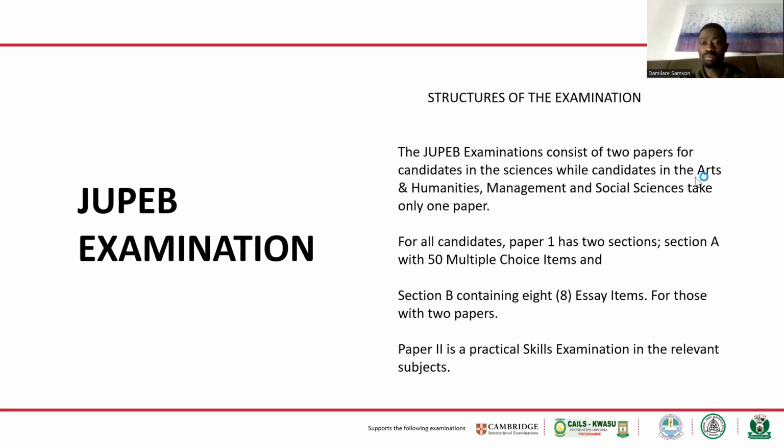So for all candidates, paper one has two sections. Section A with 50 multiple choice items. So in paper one, you have two sections. The first section is going to be multiple choice, just like your JAMB question, something more like that. And sometimes it can be German question, depending. And I think I will also be dropping past questions. I'll drop a link for past questions for you guys so that you can download ordinary questions.